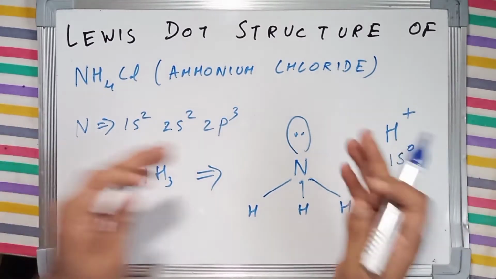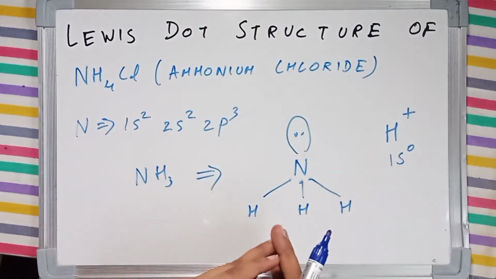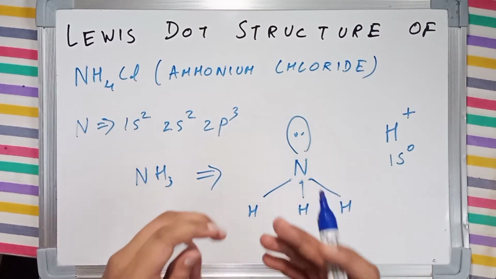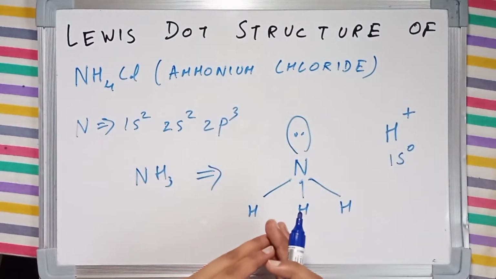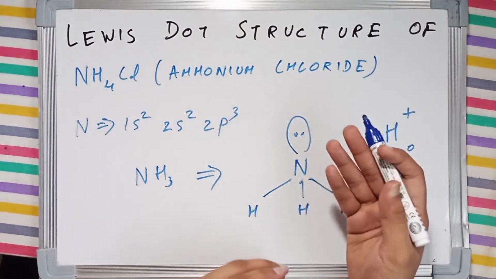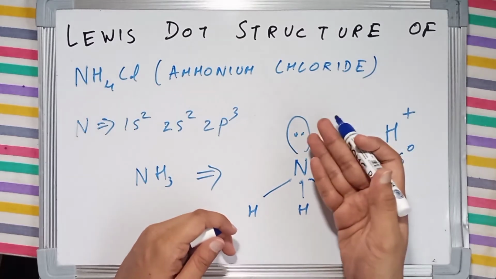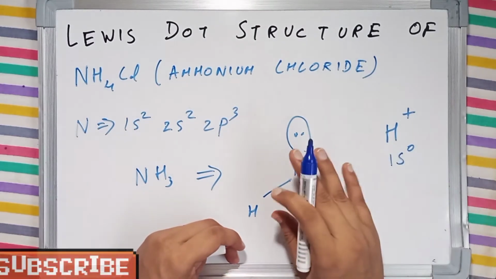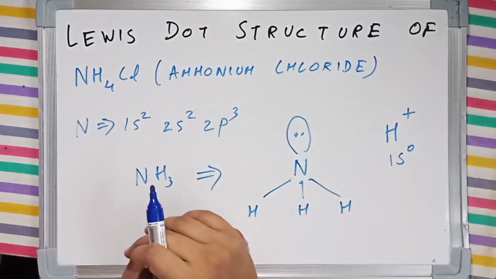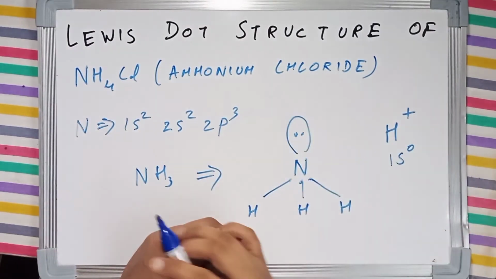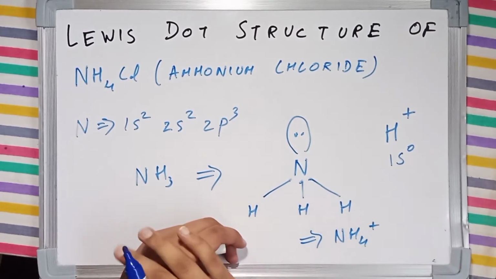So what actually happens is that this ammonia is a Lewis base. What a Lewis base is? A Lewis base is any molecule which has extra lone pairs or has the tendency to donate electrons. Now nitrogen has a single lone pair here, and it has a tendency to donate its electrons to H+, and hence it can form the NH4+ ion.